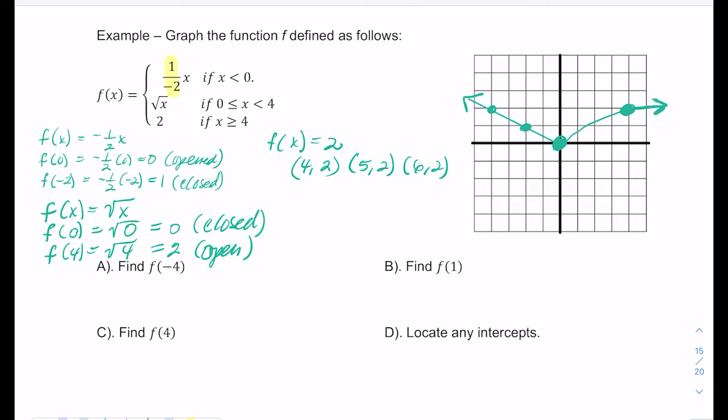It's just going to continue to the right. Again, you're going to have a ray there. So that's what your graph would look like. Okay, and then I'll let you all answer the questions below.